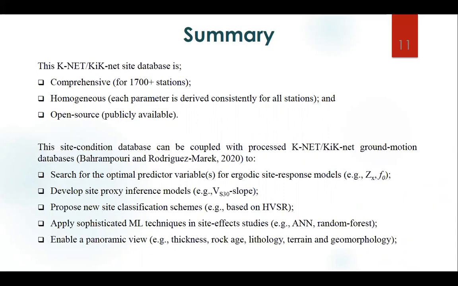This open source site database can be used with the processed K-NET or KiK-net ground motion database to search for the optimal predictive variables for ergodic site response models, or to develop site proxy inference models like VS30-slope correlation relations, or to propose new site classification schemes based on HVSR, or apply sophisticated machine learning techniques in such site effect studies, for example, deep neural network or random forest.